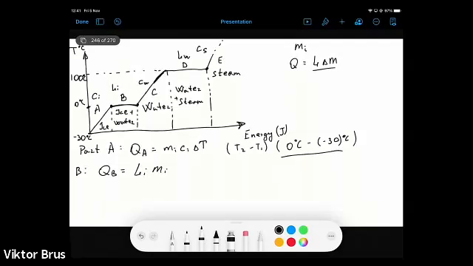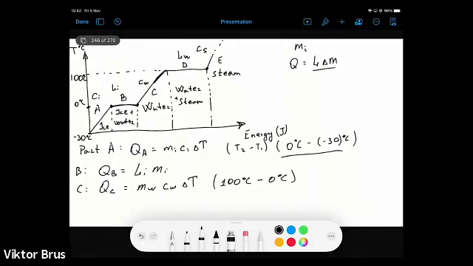So if we consider now part C, we again need to deal with a change of temperature, meaning heating up the water which formed after the ice to water phase transition. So now QC is equal to the mass of water, we already have only water in our system, times the specific heat of water times the change of temperature, and that is 100 degrees Celsius minus 0 degrees Celsius.